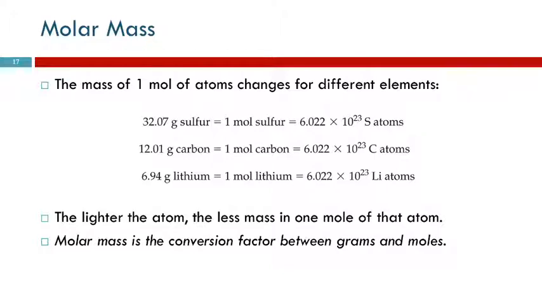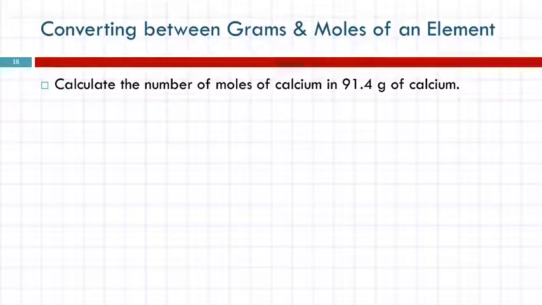Any other questions? So let's use this. Calculate the number of moles of calcium in 91.4 grams of calcium. These calculations almost always end up being dimensional analysis. So here's the number, we write that down, 91.4 grams. And then it says calculate the number of moles, so this is the unit that we're looking for. We're starting with grams, we're ending with moles.